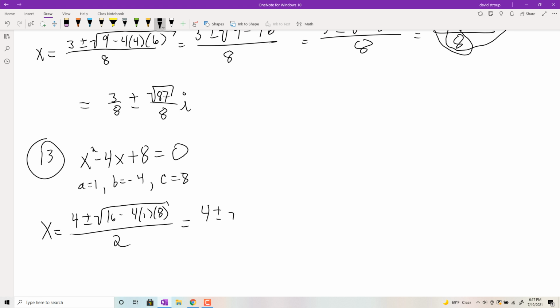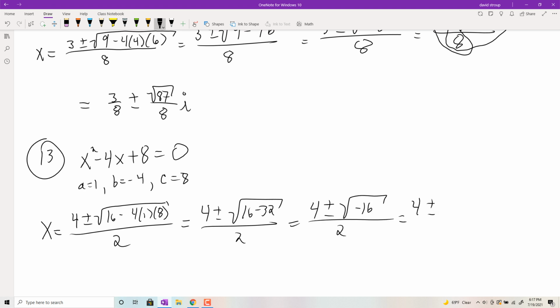So we get 4 plus or minus square root of 16 minus 32, all over 2. So 4 plus or minus square root of negative 16, all over 2. 4 plus or minus, put the imaginary number out the back, and you get square root of 16. Square root of 16 is 4. So 4i over 2. And then you want to butterfly that one. So you get 4 halves plus or minus 4 halves i. And simplify, that's 2 plus or minus 2i.